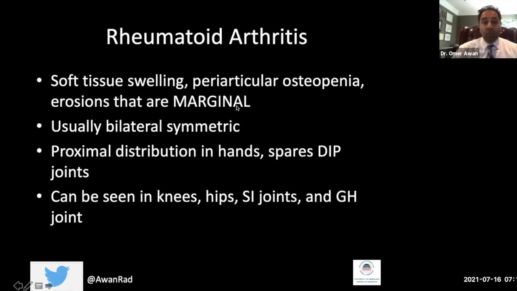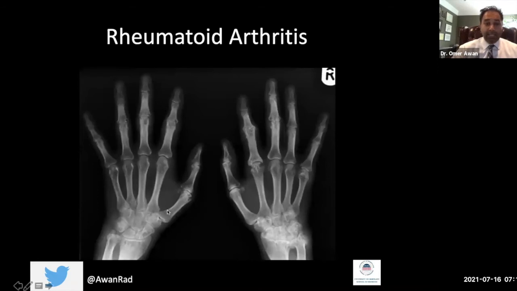And the findings are, of course, soft tissue swelling and periarticular osteopenia, which are seen in all inflammatory arthritises, but the erosions are marginal for the reason we talked about, right? The pannus formation that destroys the bare ends of joints that aren't protected by cartilage. This can be seen in the knees, SI joints, glenohumeral joint, in a lot of different joints in the body. This is a nice example of what RA would look like.